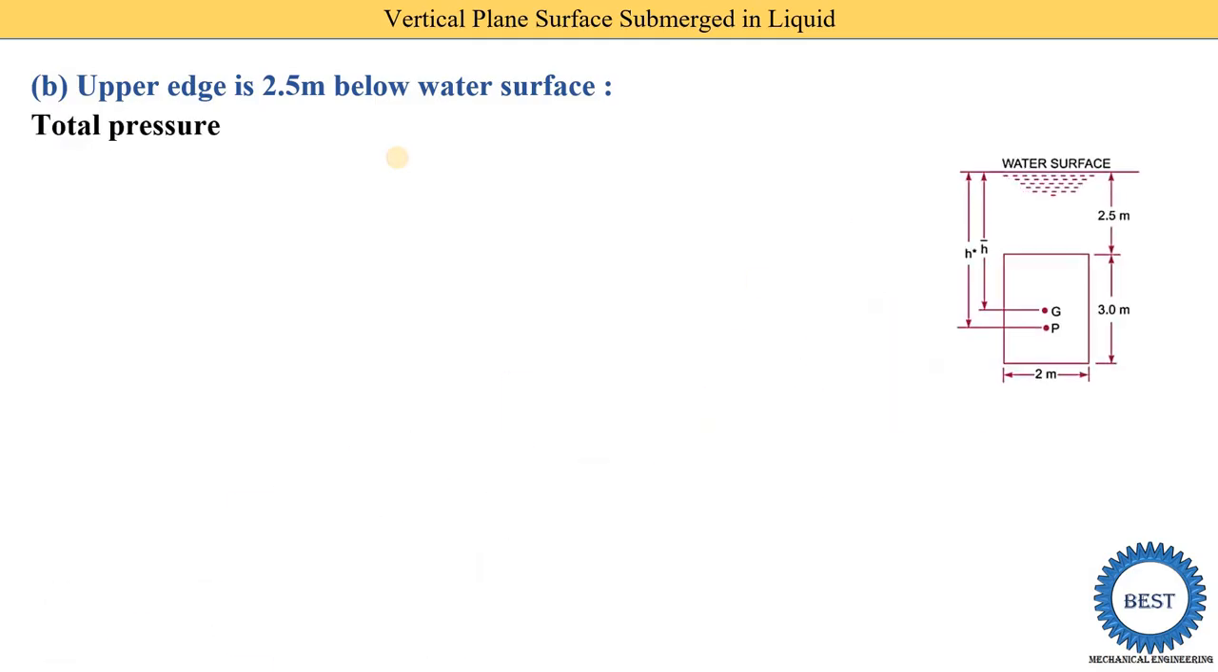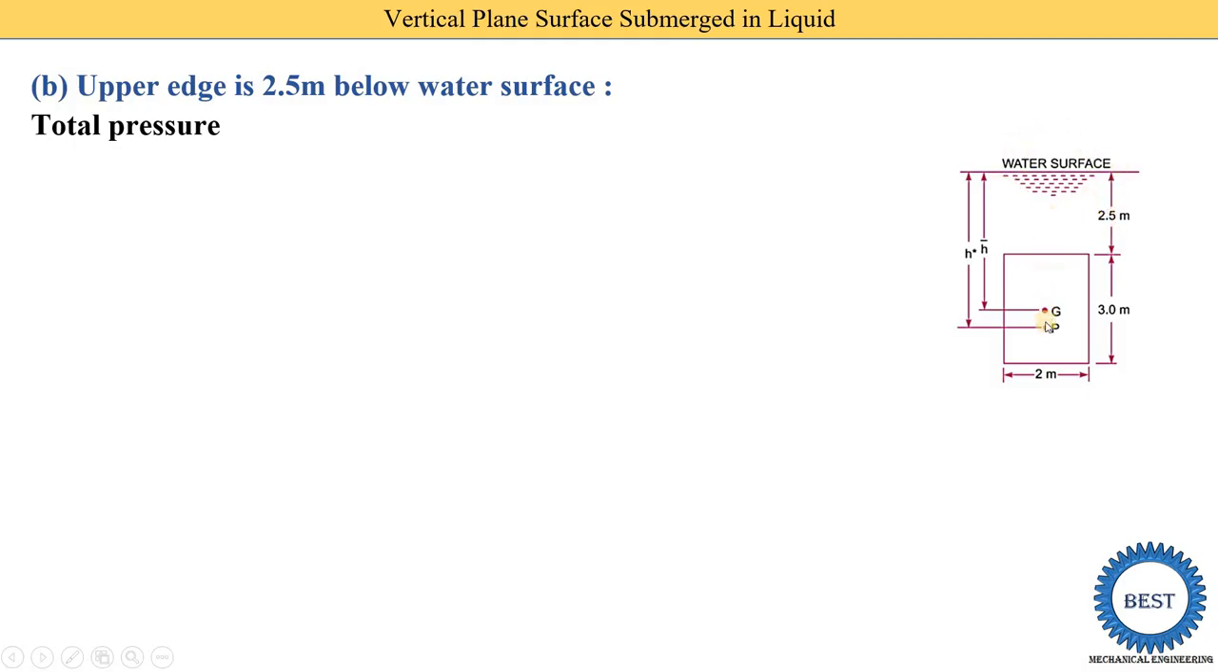Now we find out F and H star for the second case. What is the second case? The upper edge is 2.5 meter below the water surface. So we need to draw the second diagram. Here you see the second diagram. This is the rectangular surface, and it is 2.5 meter below the water surface.